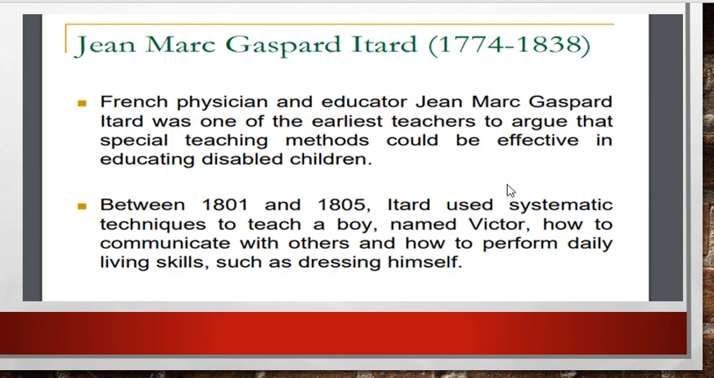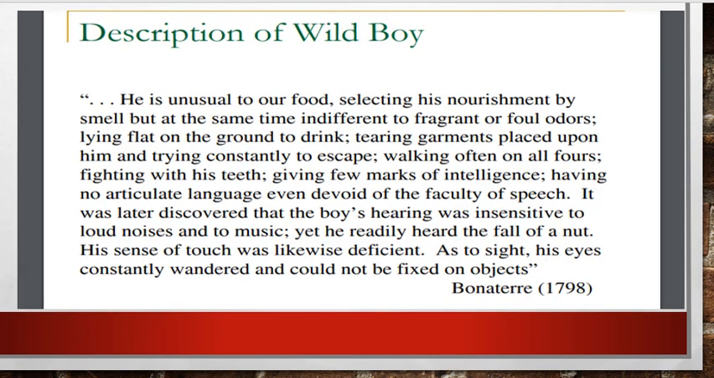So let's talk about Jean Marc Gaspard Itard. I don't know how to say his name, but look for the proper pronunciation. He's a French physician and educator. He's one of the earliest teachers who argued that special teaching methods could be effective in educating disabled children. Between 1801 and 1805, he used a systematic technique to teach the boy named Victor how to communicate with others and how to perform daily living skills such as dressing himself. So the basics. Let's read this. Pause this video so that you could read the observation.